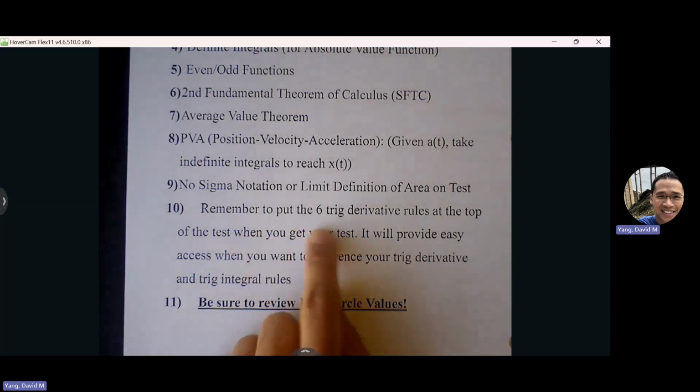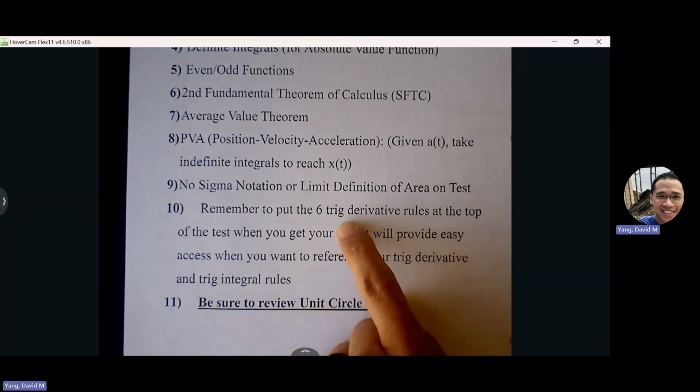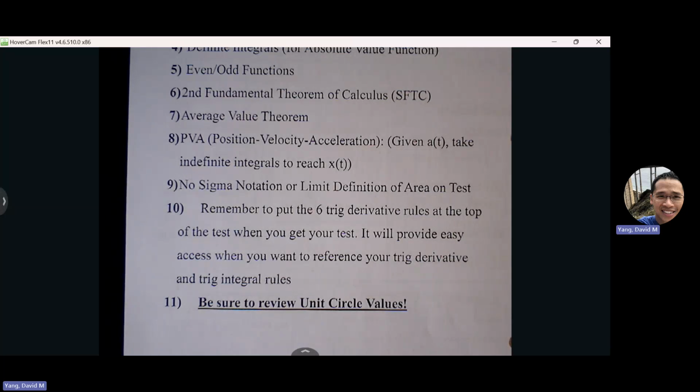And just like you did on the quiz, I think a good thing to put on top of your test is your six trig derivative rules, knowing that working backwards from them will be your trig integral rules. And then also make sure we review our unit circle values.